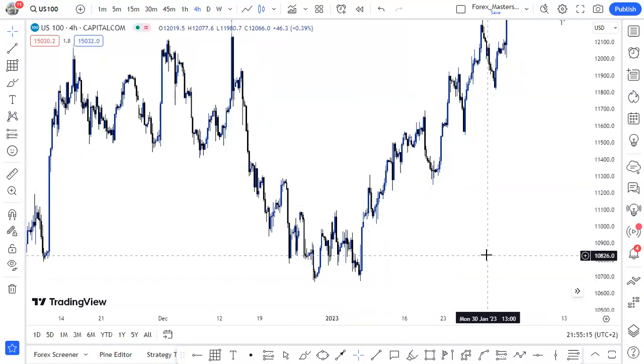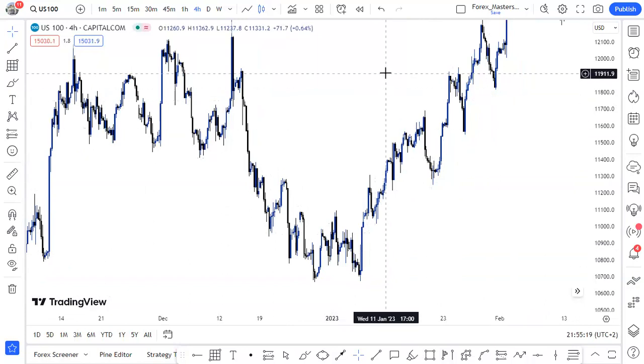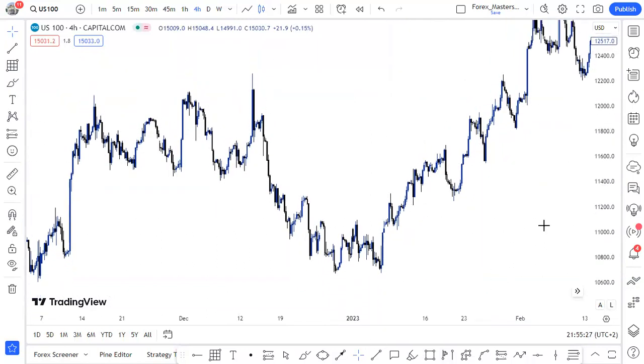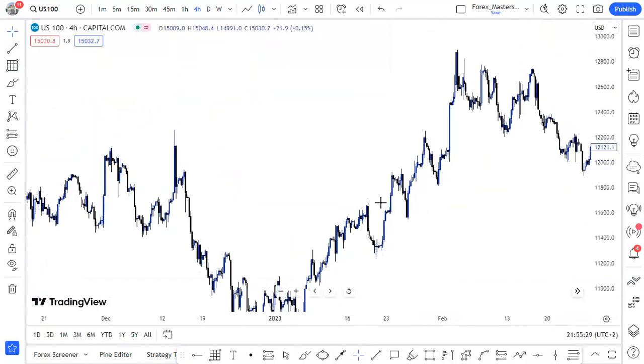You may need to do that. But for me, I found it not to be so much necessary, because if I'm buying in an uptrend, I just have to focus on those buys.